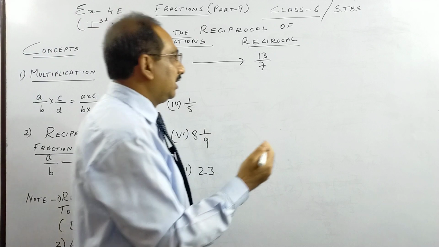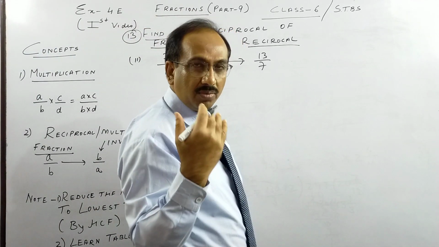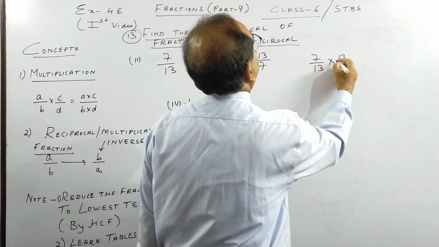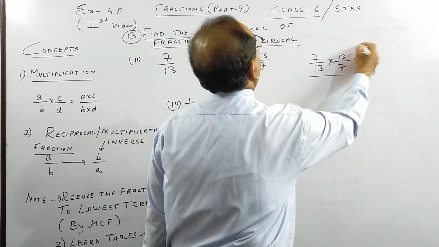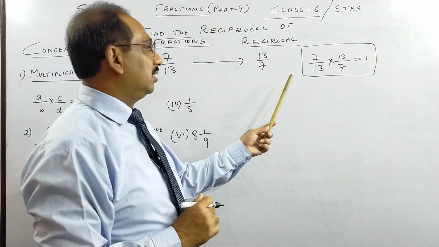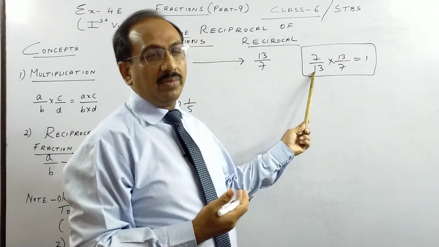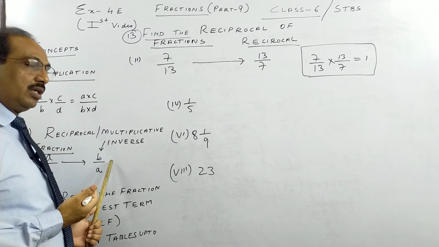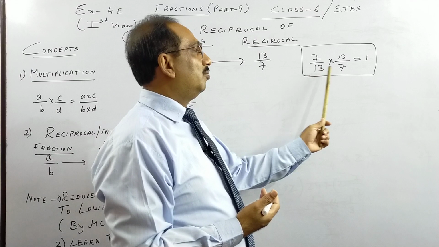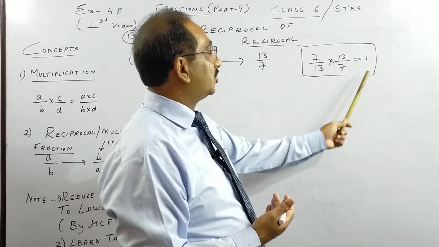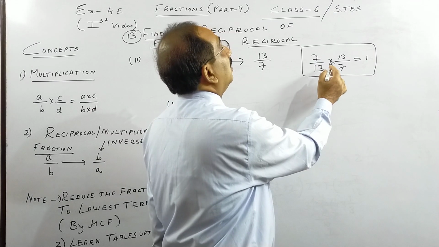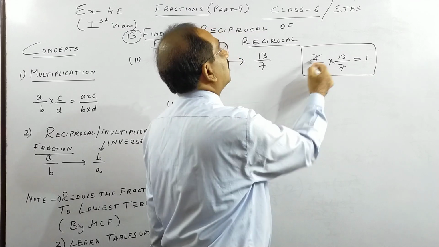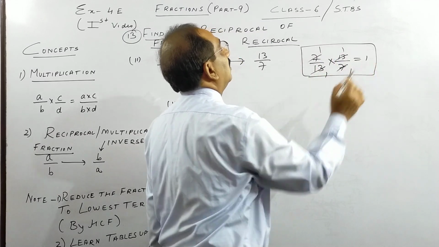Actually one more concept is there. Two numbers are reciprocal, two fractions, when their product is 1. So this is another concept, or this is the main concept. How we do it, we invert, reverse the numerator and denominator, but the main concept is two numbers are reciprocal of each other if the product gives you 1. So see, 7 by 13 is the reciprocal of 13 by 7, and 13 by 7 is the reciprocal of 7 by 13, because if you cancel, you get 1.